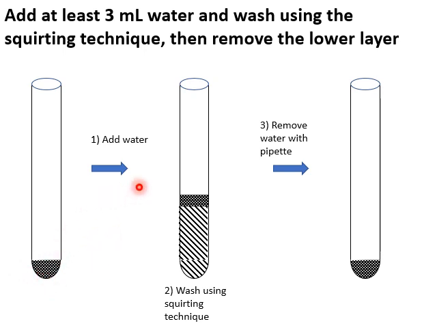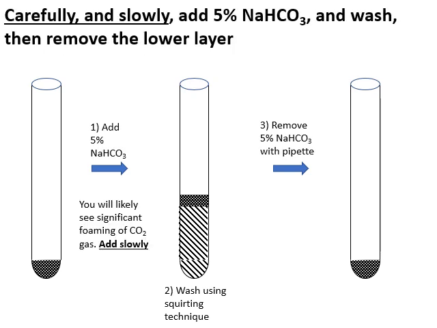You're doing this because you want to get rid of the hydrochloric acid remaining in the organic layer, and the water is going to do just that. The remaining hydrochloric acid is going to dissolve into the water, and then you remove the water with the pipette, and then carefully and slowly you add 5% sodium bicarbonate and you wash.